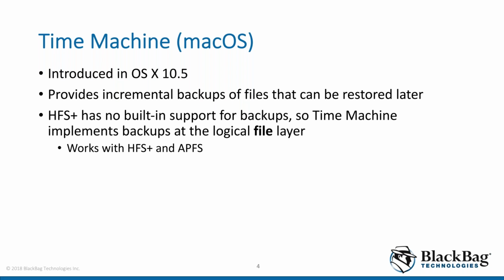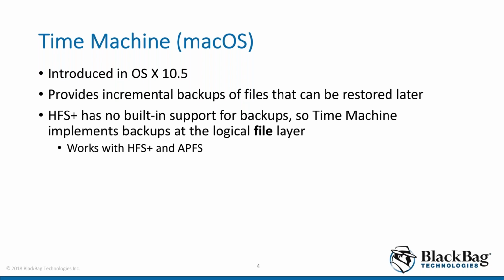The first backup solution we'll talk about is Time Machine. Time Machine has been around for quite some time. It was first introduced in OS X 10.5, and it provides incremental backups of files so that you can restore them later. Unlike the other backup solutions that we'll talk about today, Time Machine's primarily used to back up files from the local volume to another volume, either an external disk or a network-connected drive.